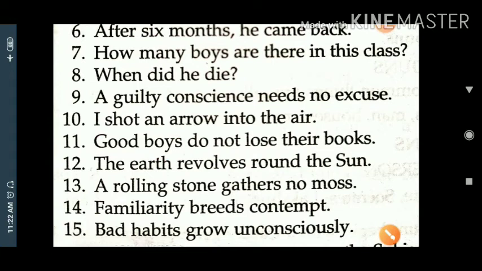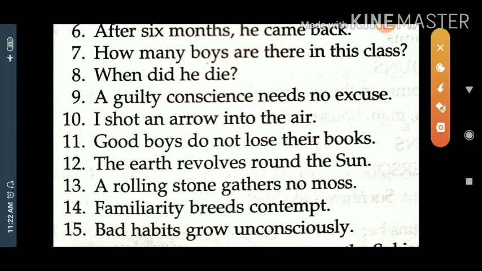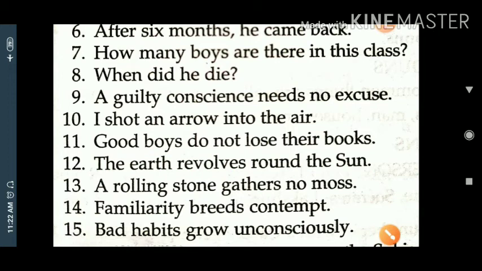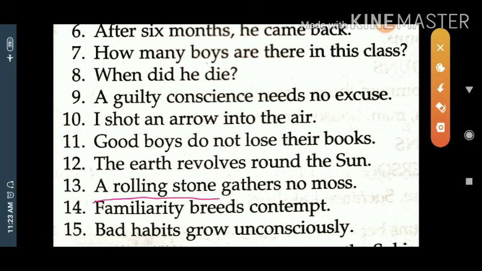Next to that, the earth revolves around the sun. The earth, who revolves? The earth. What is told for the subject? Revolves around the sun. That is the predicate. The earth remains in the place of the doer of the action. So that is the subject. Next to that, once again a phrase, a rolling stone, that is in the place of the subject. Gathers no moss, that is the predicate.